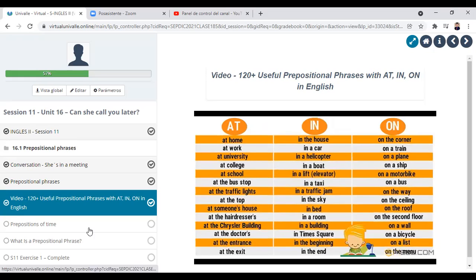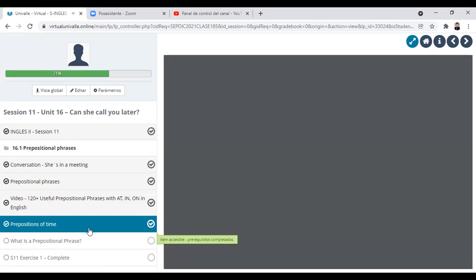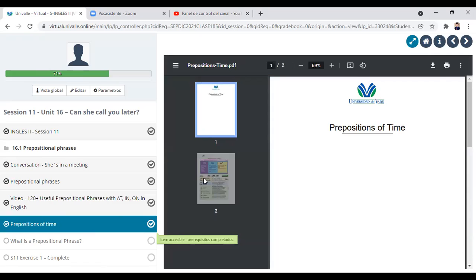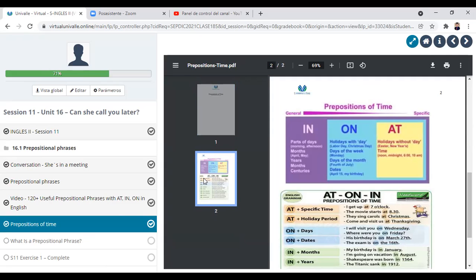Also, guys, we have some prepositions of time. In this case, prepositions of time, when to use them or why do we use them, right? In this case, it's just to express something related to a specific time, a period, or dates or months of years. The prepositions of time we have: in, for parts of the day, morning, afternoon, months, April, May, centuries. Also we have on, for holidays with a date, days of the week, days of the month, dates, and also we have at, for holidays without a date, Easter, New Year's, time, noon, midnight, and so on. So it's important to know.